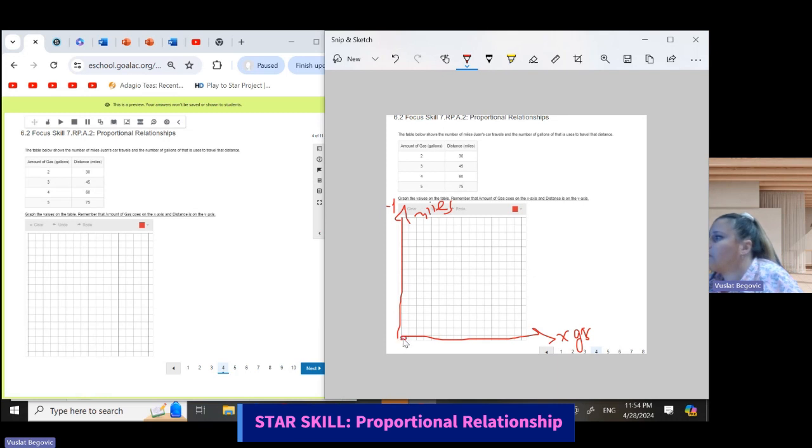If this is 0, 0, the origin, then I will say 1, 2, 3, 4. Yes, all of them. If every square is 5, I think I will be good. So if it is 5, 30 divided by 5 is 6. So 6 squares I need. 1, 2, 3, 4, 5, 6. So this is 30.